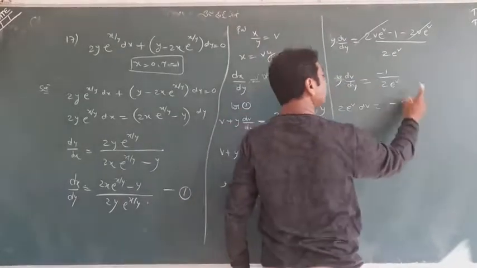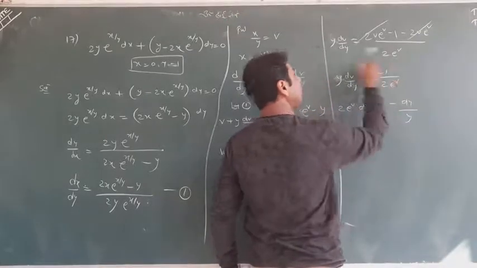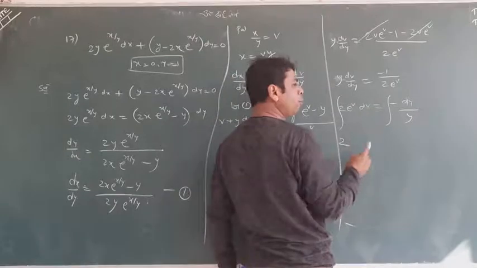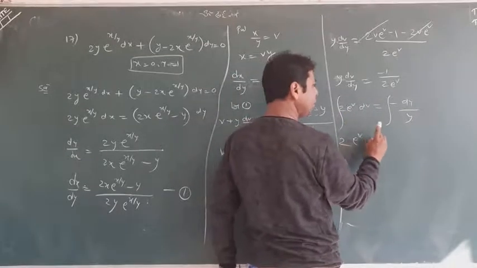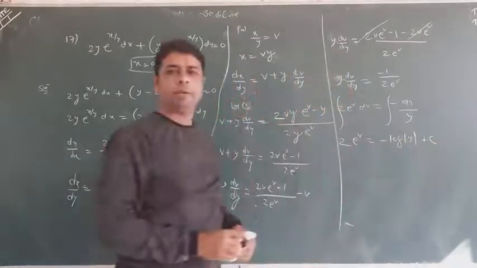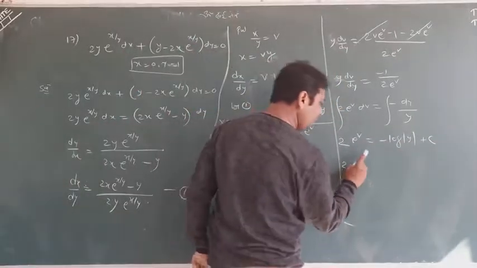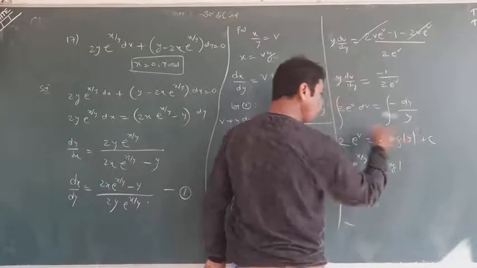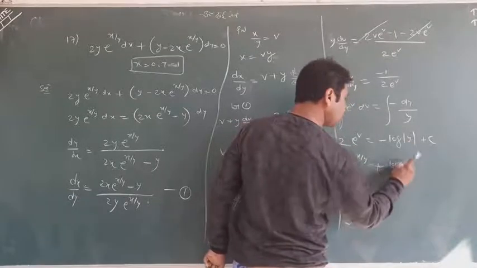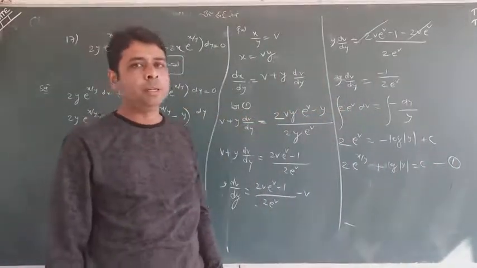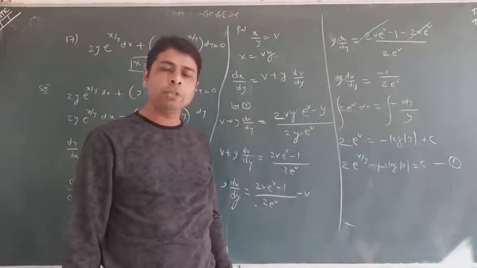Now dy upon y, I did variable separable. 2 is a constant term, it comes out, and e to the power v has integration the same. This is log y plus c. Put the value of v, which is x by y: 2 e to the power x by y, minus log y. I transfer here, it is going to be plus log y equal to c. This is not your answer. This is only the general solution.